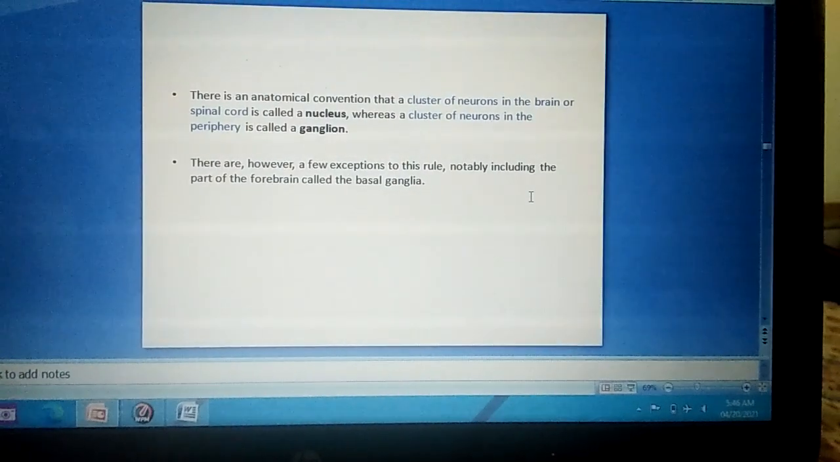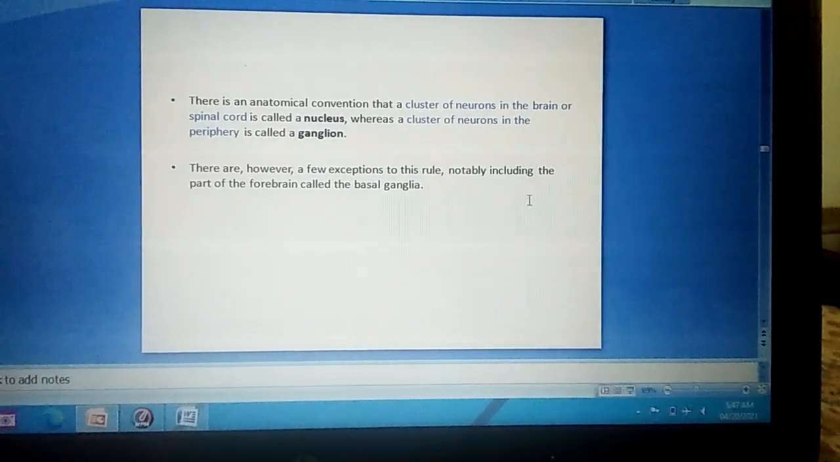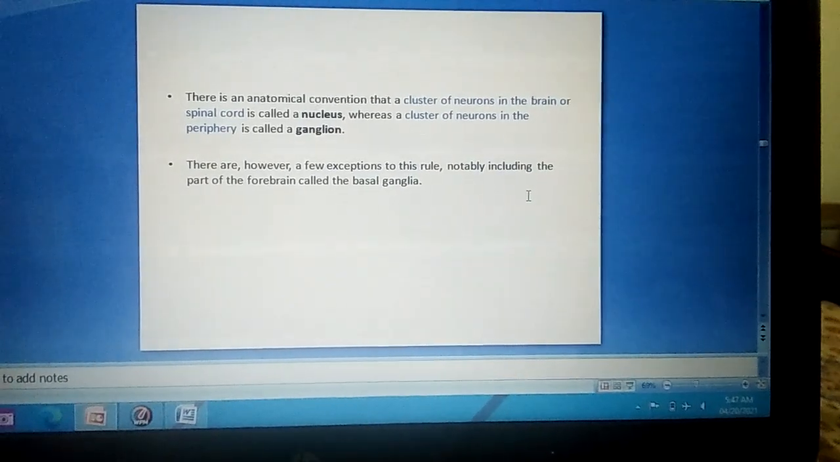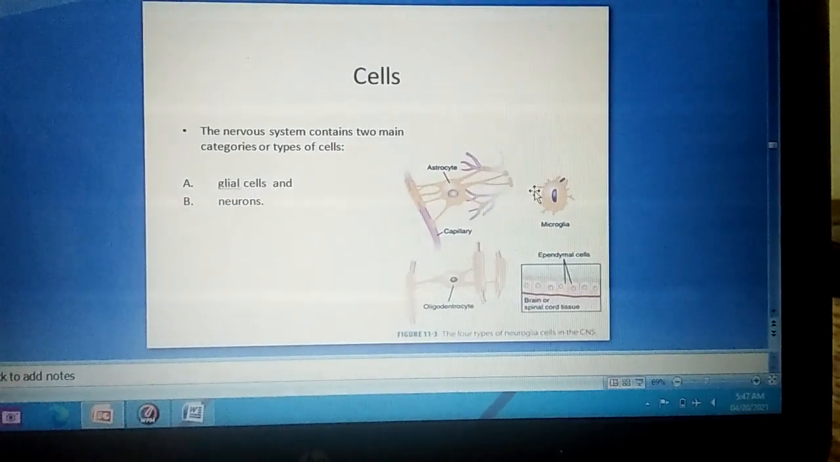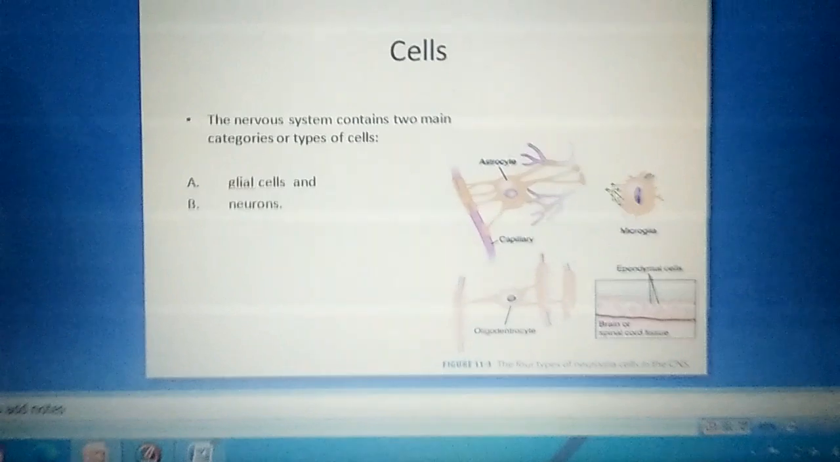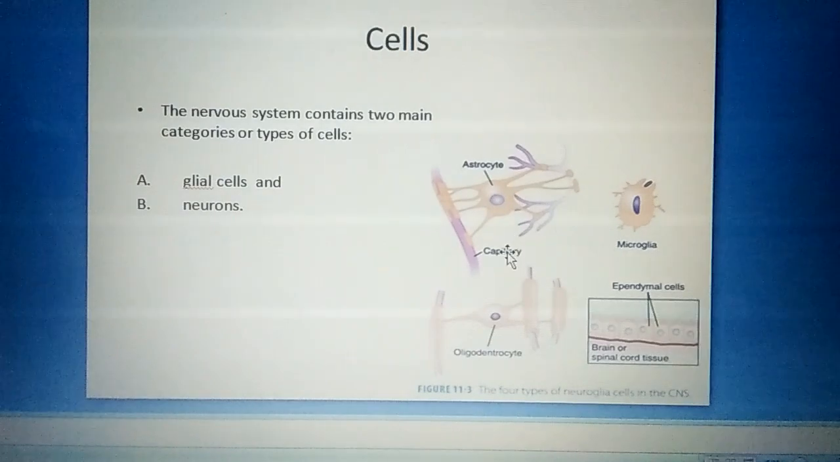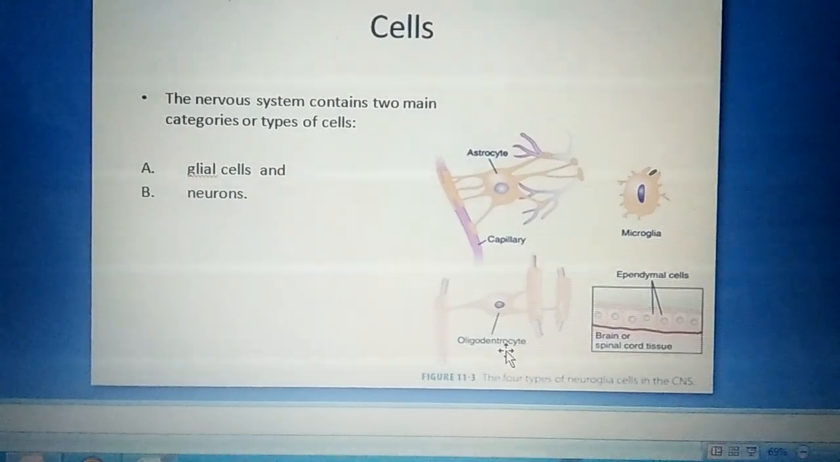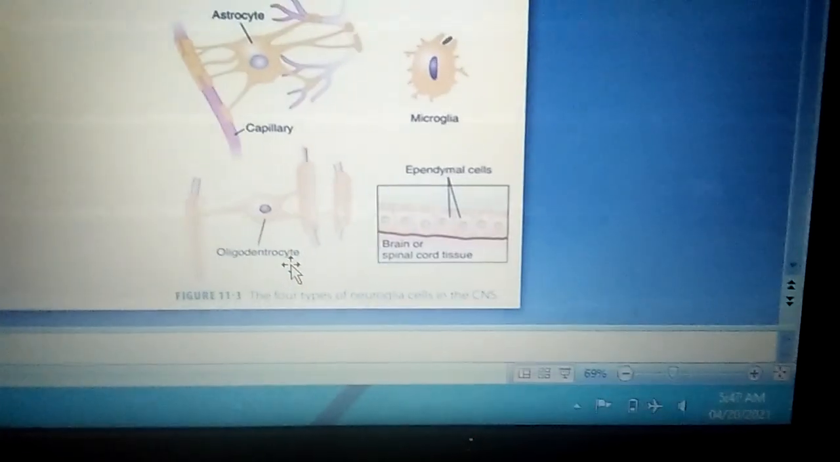There is an anatomical convention that a cluster of neurons in the brain or spinal cord is called a nucleus, whereas a cluster of neurons in the periphery is called a ganglion. The nervous system contains two main categories or types of cells, glial cells and neurons. Here we can see the astrocytes, microglia, ependymal cells, and oligodendrocytes. These are four types of neuroglia cells in the central nervous system.